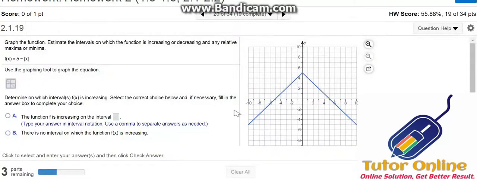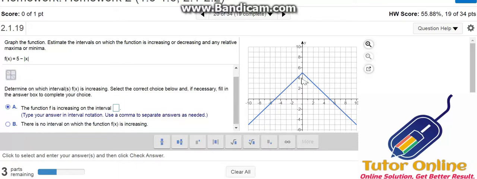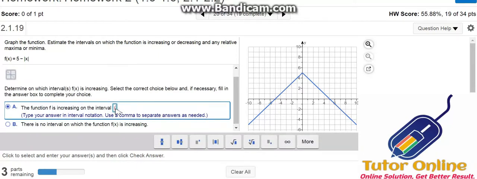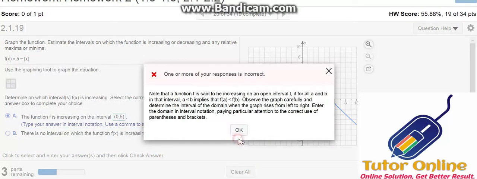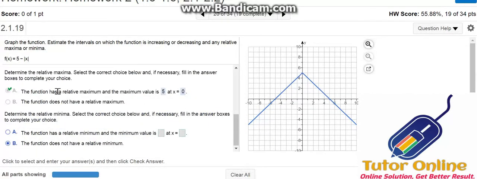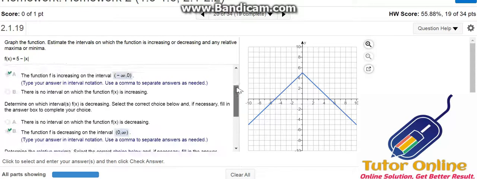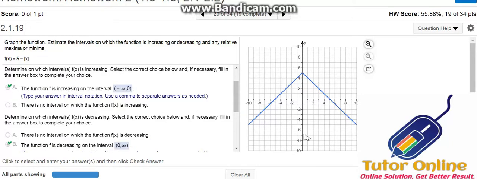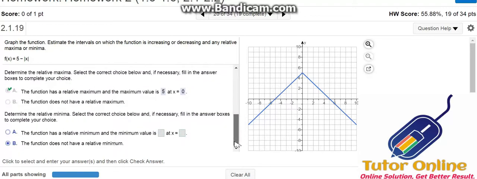Yeah, excellent. Thank you. The function is increasing on the interval. In which interval is x increasing? X is increasing in the interval of 0 to 5. In this interval, x is increasing. So we put that the function has a relative maximum at the value which is maximum. Where is the maximum? It's 5, where x is 0. And the function is decreasing from 0 to infinity, and increasing from minus infinity to 0. There is no relative minimum. It doesn't exist. Yeah, thank you.